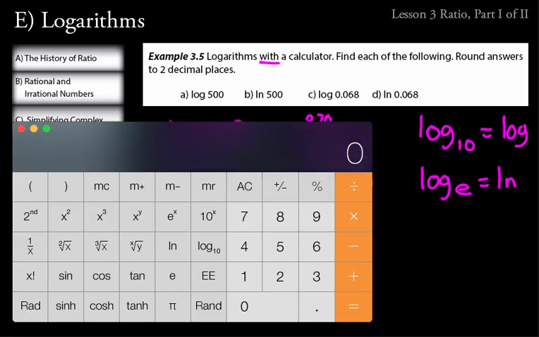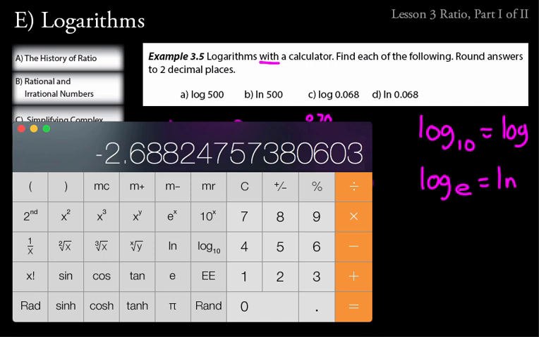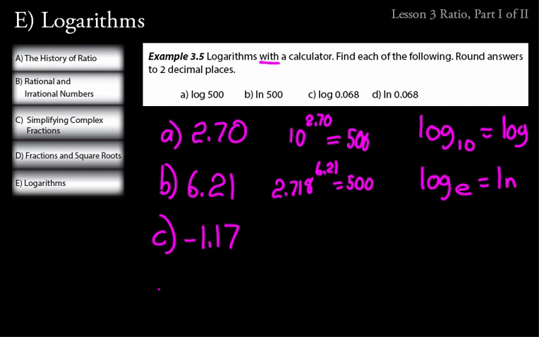Clear that, and let's do D, natural log of 0.068. So we do 0.068 natural log, minus 2.69. So D is minus 2.69.